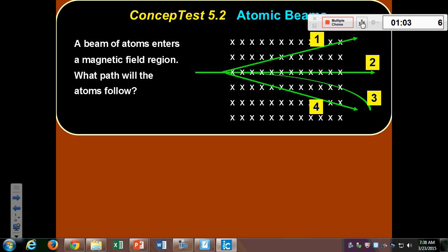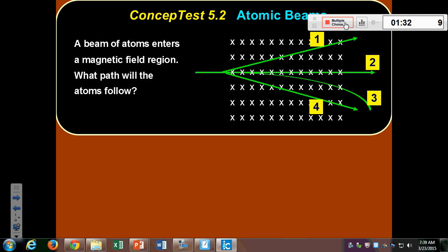In fact, a couple of you have it right. All right, I'll stop at 120. Again, before I go on, most of you still have it wrong. So think about what these atoms are and what happens to them when they enter a magnetic field.